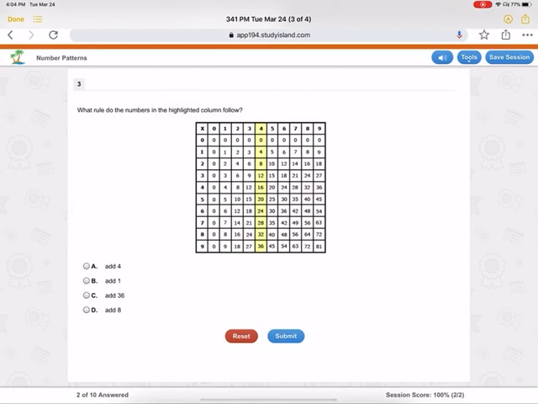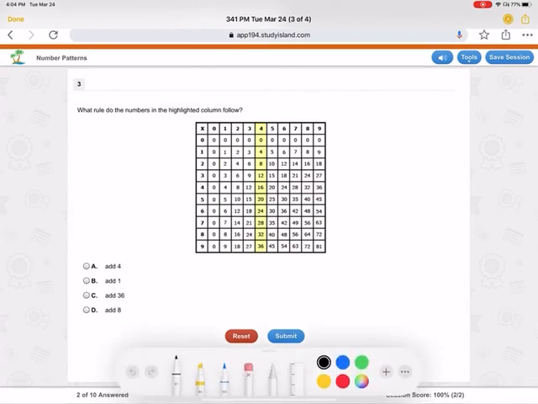There we go. Now, again, this one's actually not that hard either. It might seem a little tricky, but it's not. So in this problem here, we're asking what rule do the numbers in the highlighted column follow? There's our highlighted column right there. And first thing we know is it's a multiplication table. Okay? Second thing we can say is that since it's multiplication, we're obviously seeing, remember, what is multiplication?